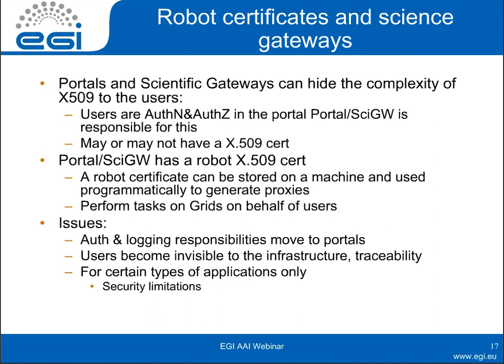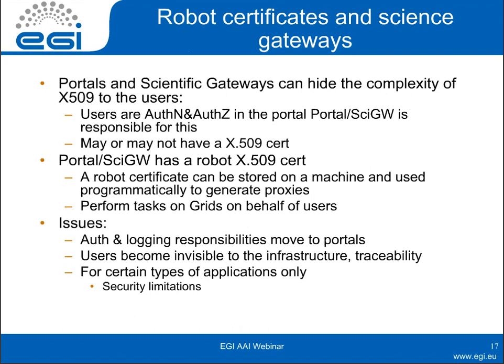Authorization and logging responsibility are then moved to the portal, so the portal decides who can do what. The infrastructure, we as service provider, we don't know about the users. Accounting is very hard, and there are security limitations in the end because we cannot really allow anonymous users to do whatever they want. And if something happened with that virtual organization, all the users will be blocked because we will need to block the robot certificate. So there are, of course, pros and cons. Nevertheless, this is a very, very widely used solution by our users.